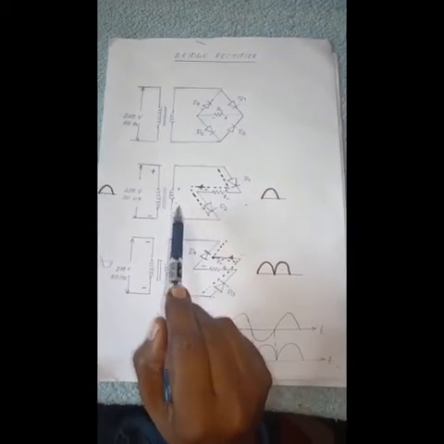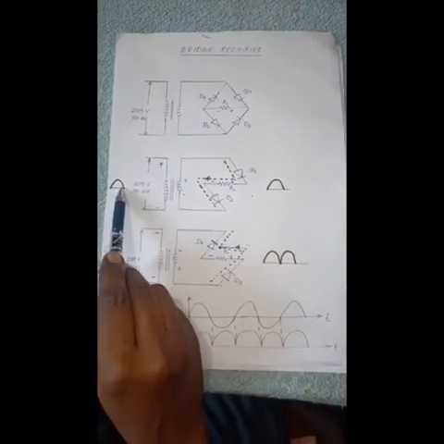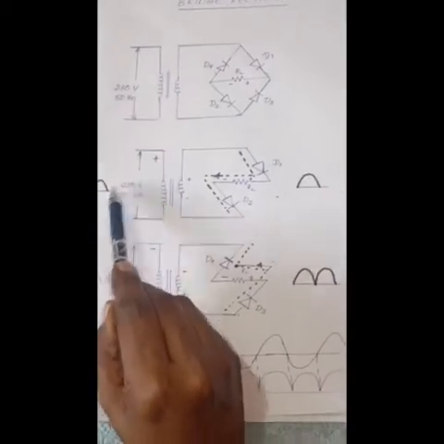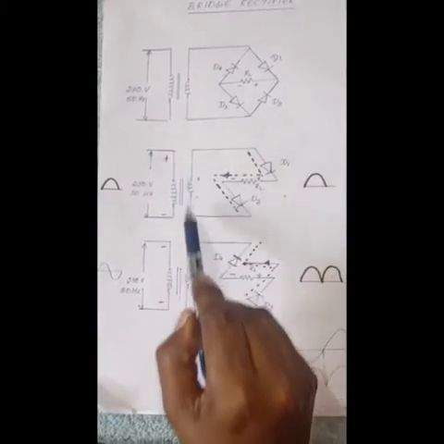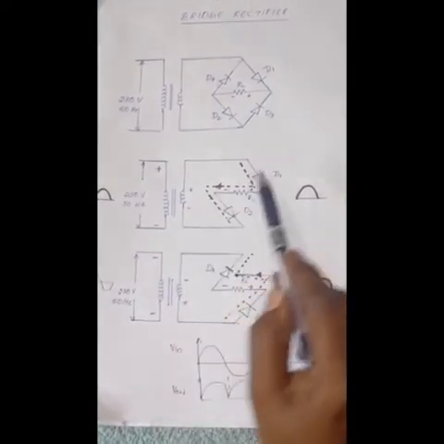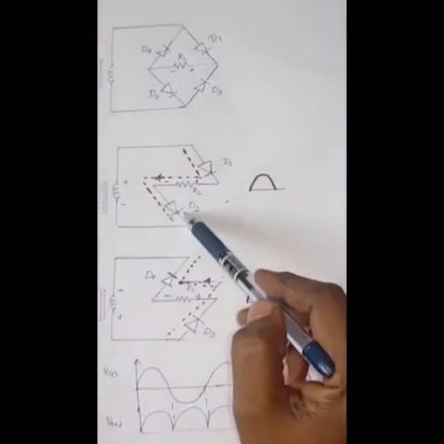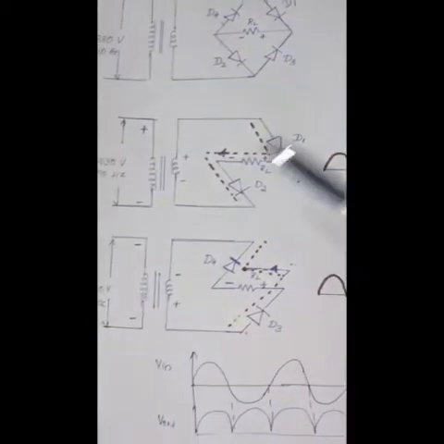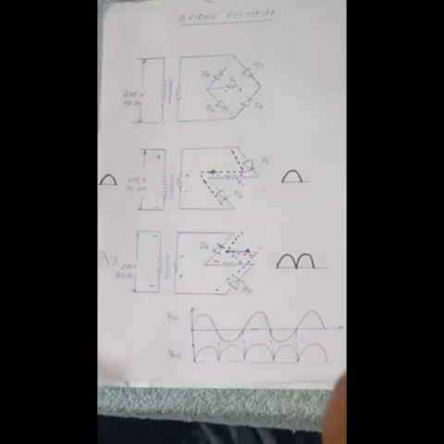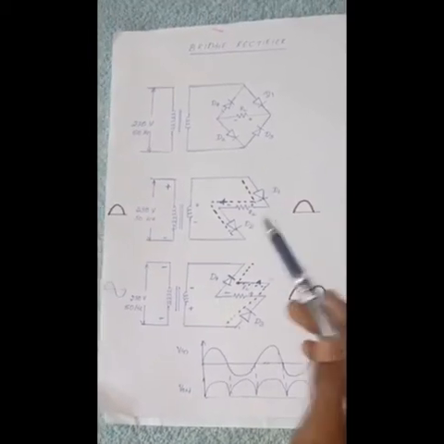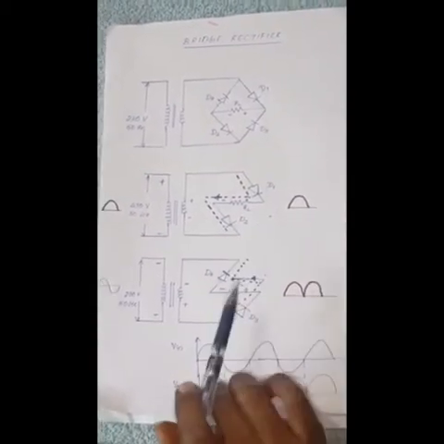Case 1. During the positive half cycle of the input signal, the polarity of the voltage on the transformer secondary is as indicated like this. Hence, diode D1 and D2 are forward biased, or I can say that diode D1 and D2 go into the conducting state. Similarly, diode D3 and D4 go into the off state, or I can say the reverse biased condition. In forward biased condition, it is acting as a short circuit. In reverse biased condition, it is acting as an open circuit.